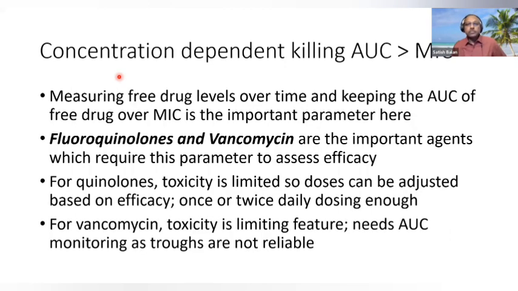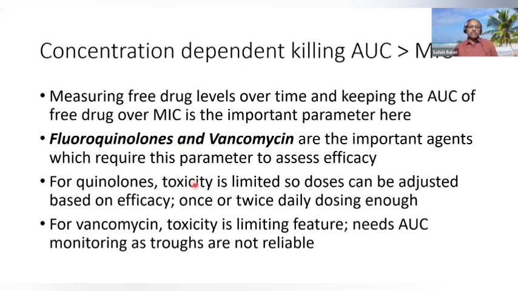little later. Second thing is concentration-dependent killing, or AUC more than MIC. So here what you're trying to maintain is the area under the concentration curve above the MIC all the time. So here you can measure the free drug levels and keep the AUC over MIC. That's the important parameter. And here fluoroquinolones and vancomycin are the important agents.